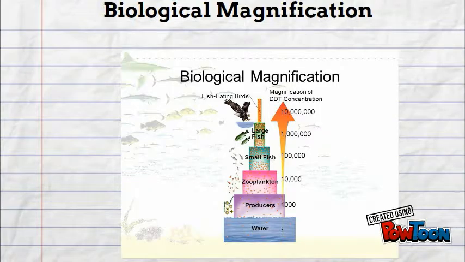Biological magnification is an example of how persistent pesticides, like DDT, can affect an ecosystem. While it may not directly harm the producers at first, as it rises up in trophic level, the tertiary consumers will be heavily poisoned.